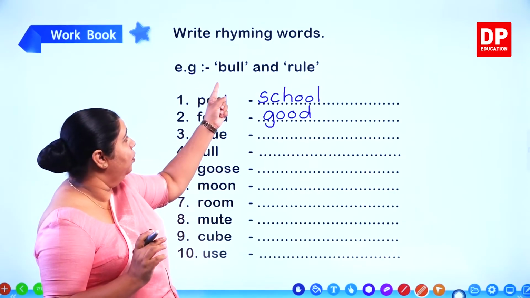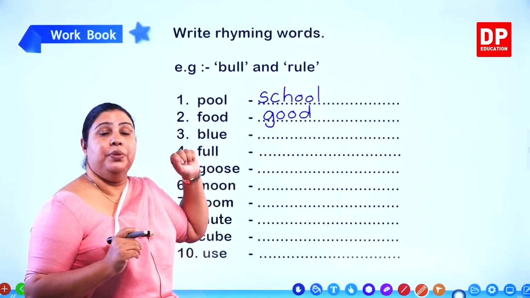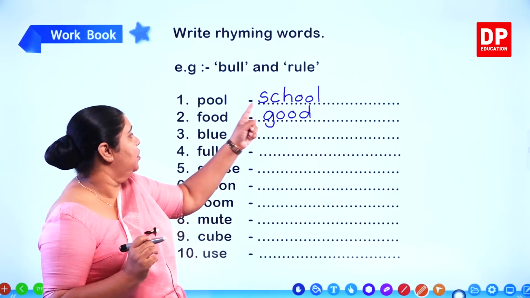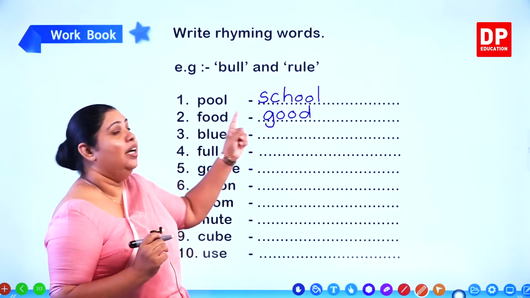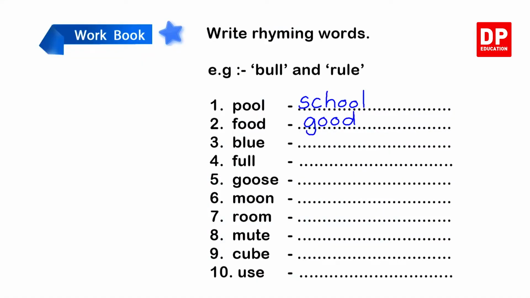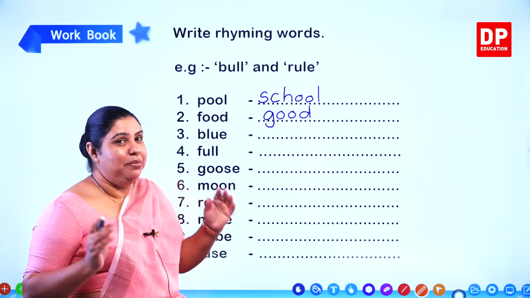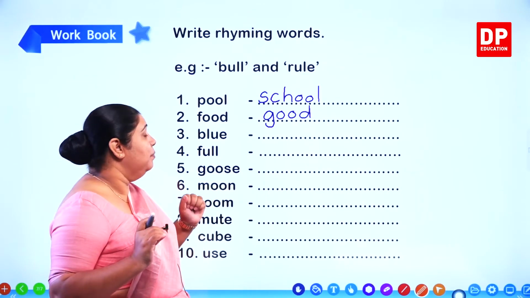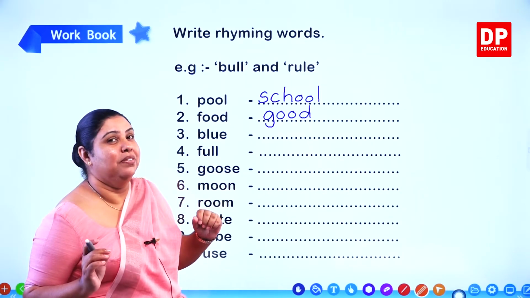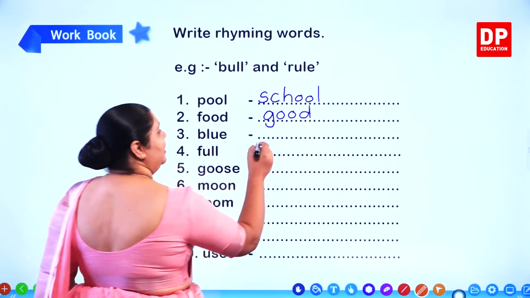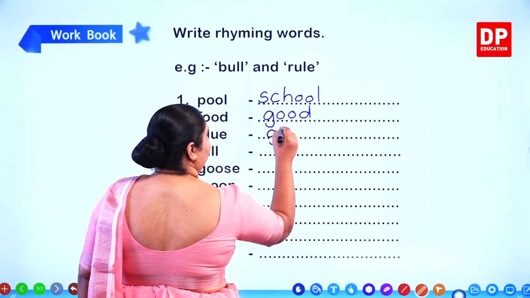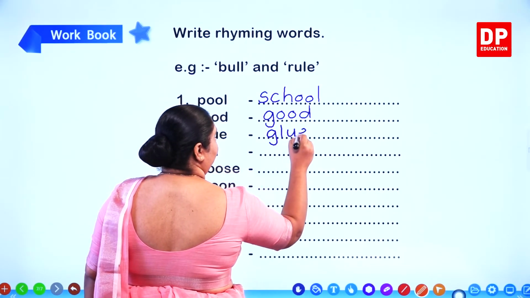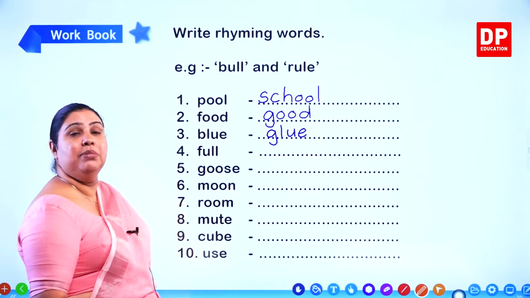Like the way the bull and the rule rhymes with each other. Pool, school. Food, good. Number 3 is blue. Can you tell me a rhyming word that has the same sound like blue? What about the word glue? We can write glue. Glue. It has the same sound.